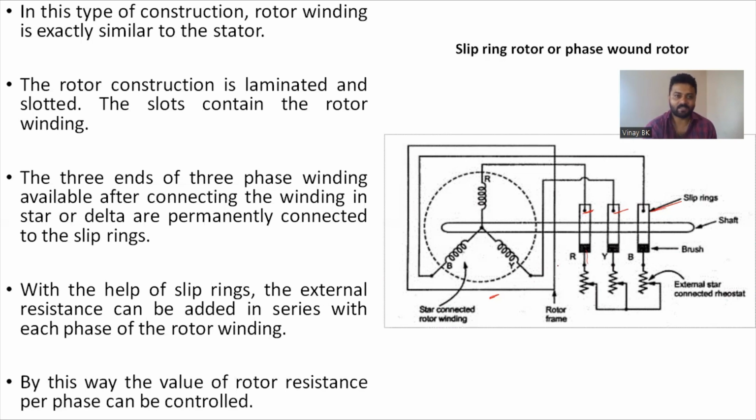The diagram, explanation: 2 types of induction motor. One is the squirrel cage induction motor, the other one is the slip ring induction motor. In the slip ring induction motor, the stator winding is either connected in star or delta. Rotor and stator follow the same construction, and the end of each phase is connected to the slip rings. Another end of the slip ring is connected to the external star connected rheostat, to control the value of rotor resistance.